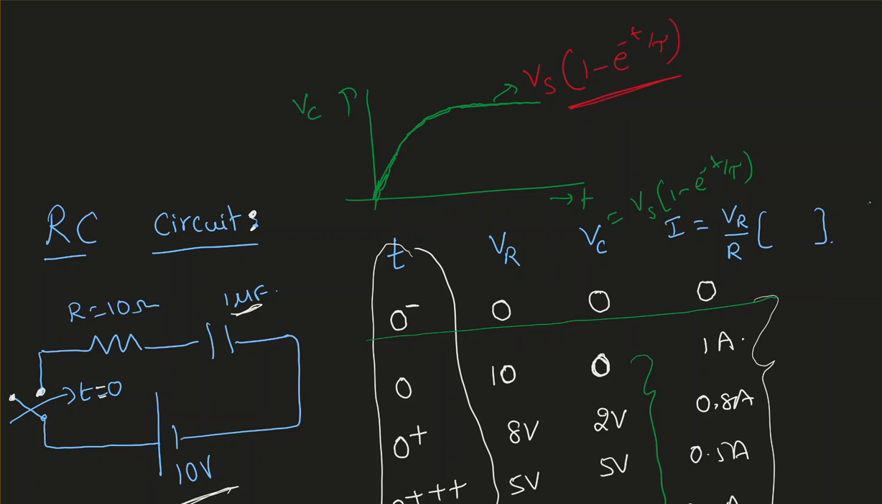Now when it comes to the current, initially we have a huge amount of current, and slowly it goes down. I will talk about tau in a second. So this is I equals VR over R times e to the power of minus t over tau, where tau is called the time constant. Time constant is represented with RC, where R is the resistance value and C is the capacitance value.